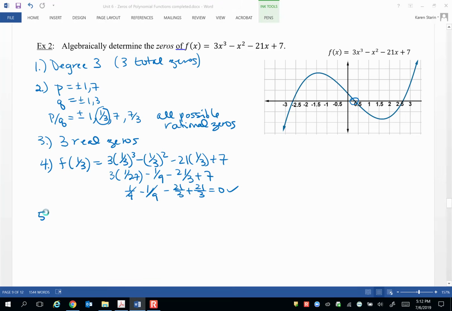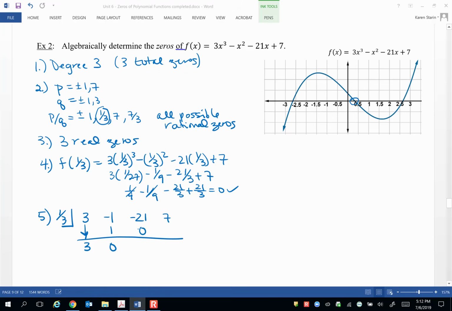So now we need to reduce f by that factor. I'm going to use synthetic division. So r is 1/3, and I have the leading coefficient of 3. Then the next coefficients down are -1, -21, and 7. I needed no placeholders. So we bring down our 3, and then we start to multiply and add. 3 times 1/3 is 1. -1 plus 1 is 0.